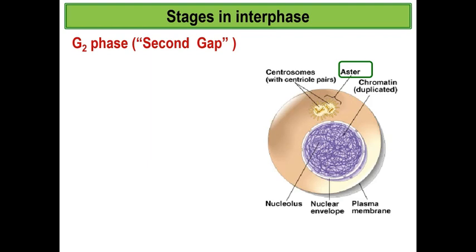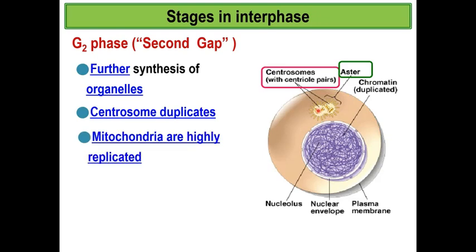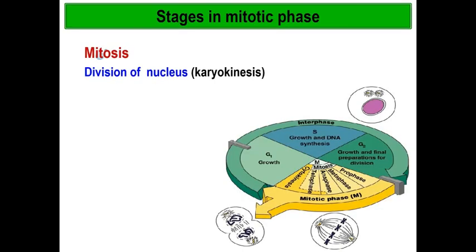For the third phase of interphase, which is the G2 phase or second gap, the cell will further synthesize organelles and duplicate the centrosome. As we can see here, one centrosome becomes two centrosomes. The last one is that mitochondria highly replicate to increase the energy storage of the cell.